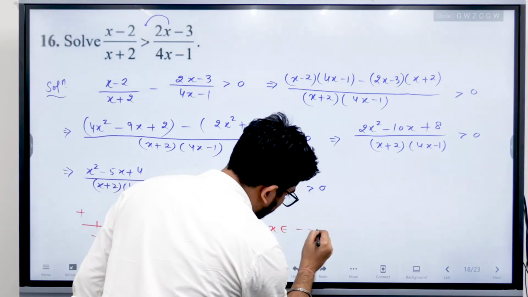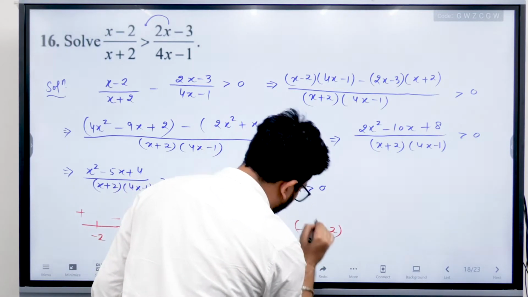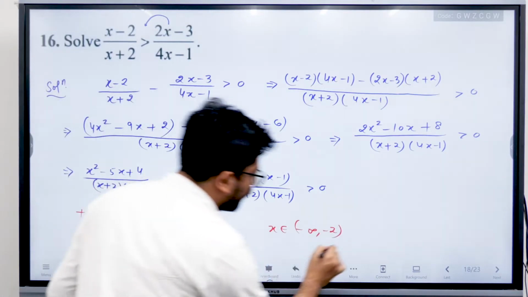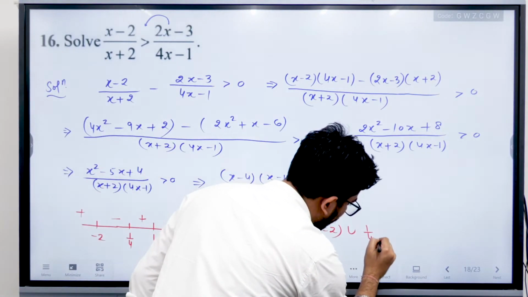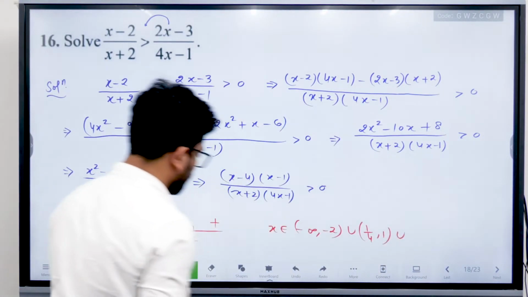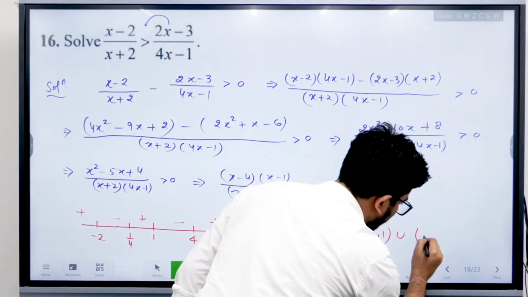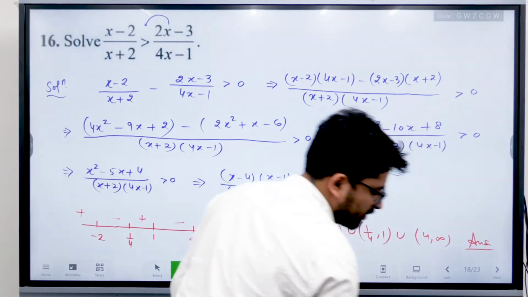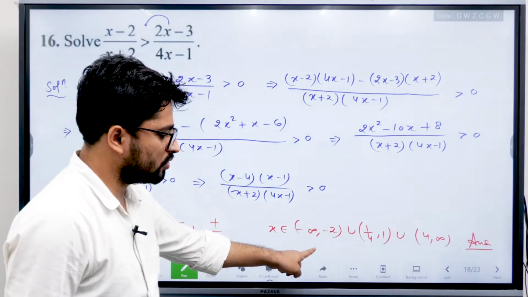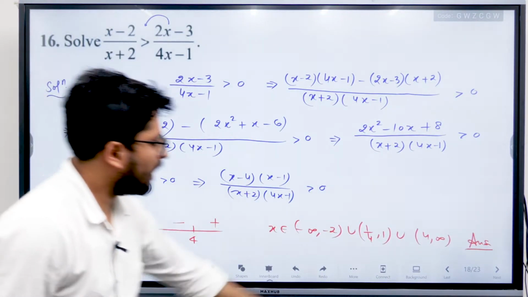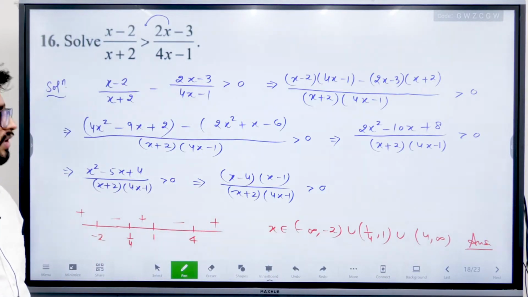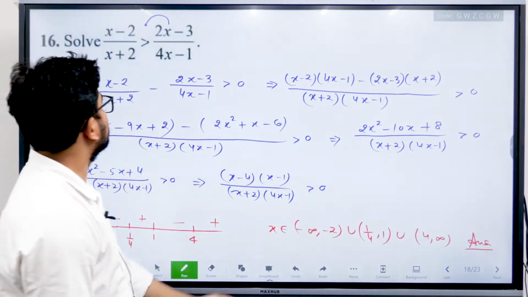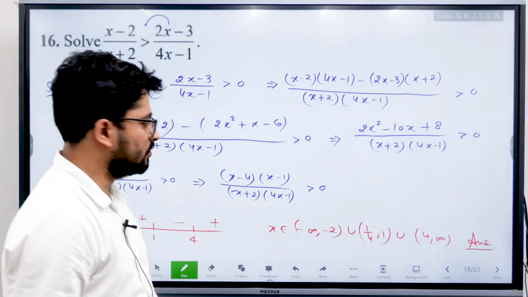So x belongs to minus infinity to minus 2 open, union 1 by 4 to 1 open, union 4 to infinity open. Okay, so this is your final answer: minus infinity to minus 2, union 1 by 4 to 1, and union 4 to infinity. Got it? So this is the x for which this thing is true.